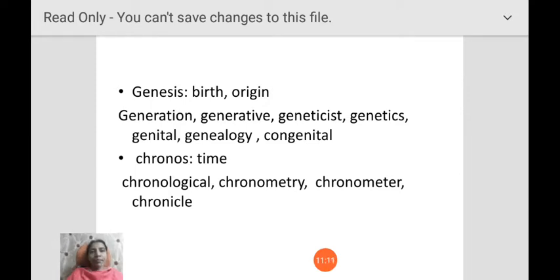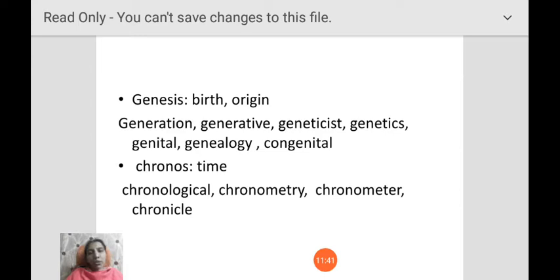Chronos. The meaning of chronos is time. Chronological, so something that is set in the order of time. 1980, 1999, 2000, this is in the order of time. That's why that is called chronological. Chronometry, chronometer. These are some words related to time. You need to look at the dictionary and find out the meanings for the words.